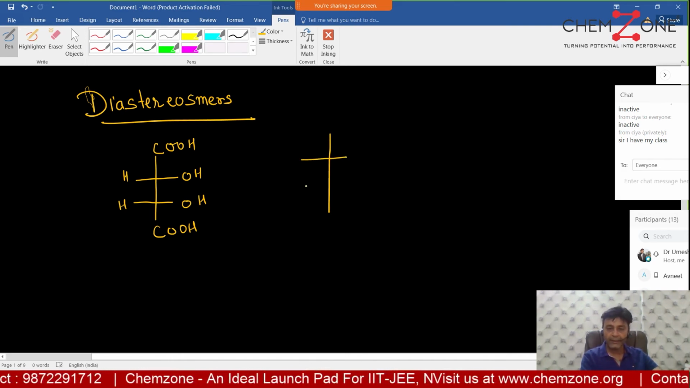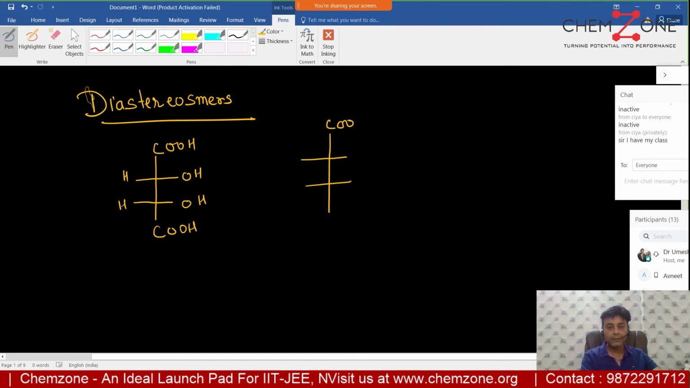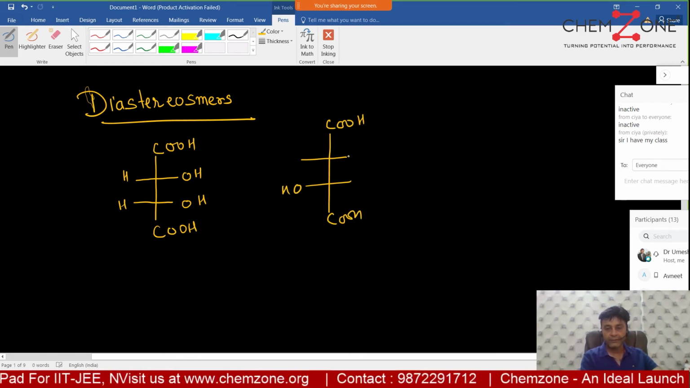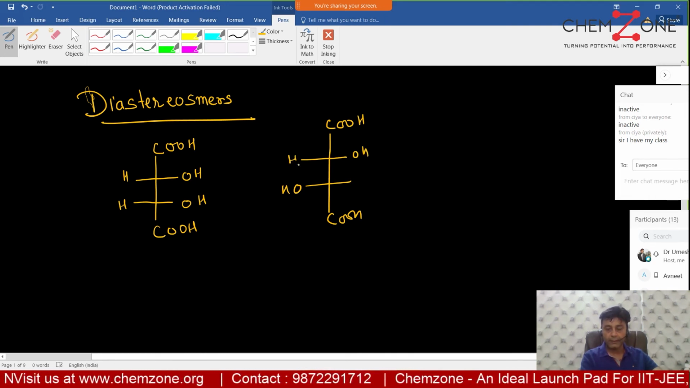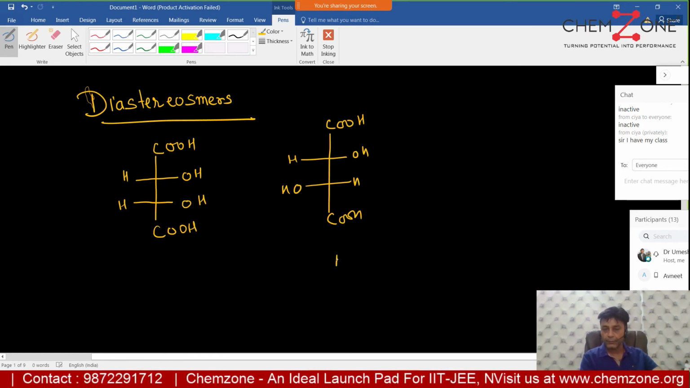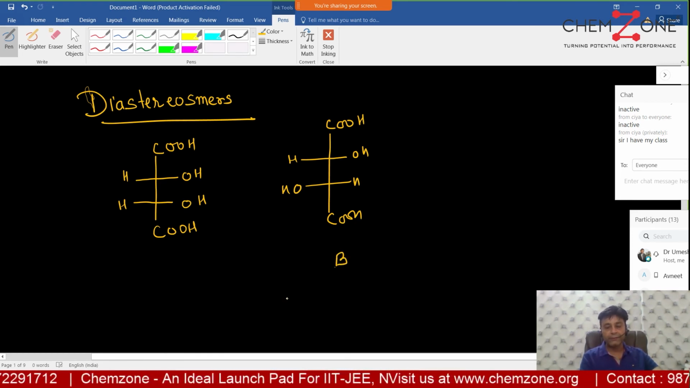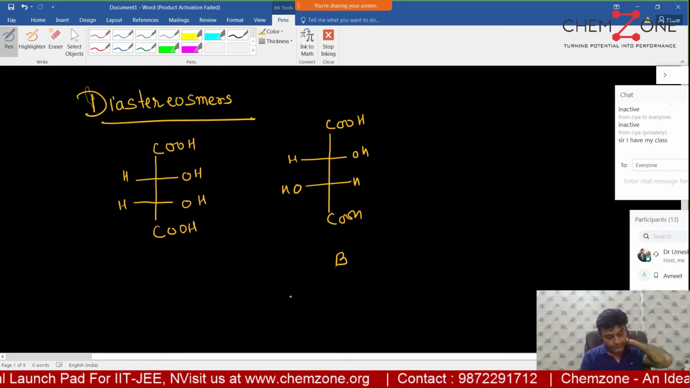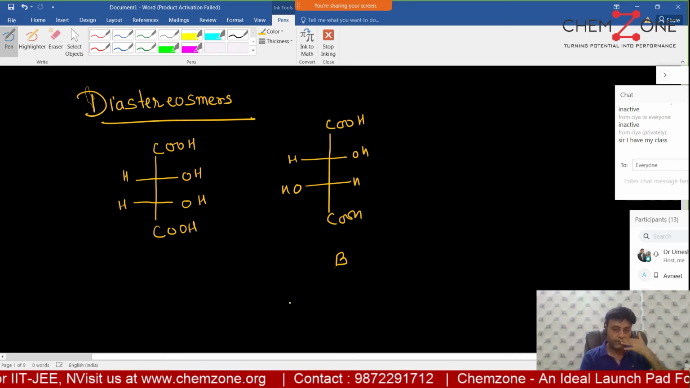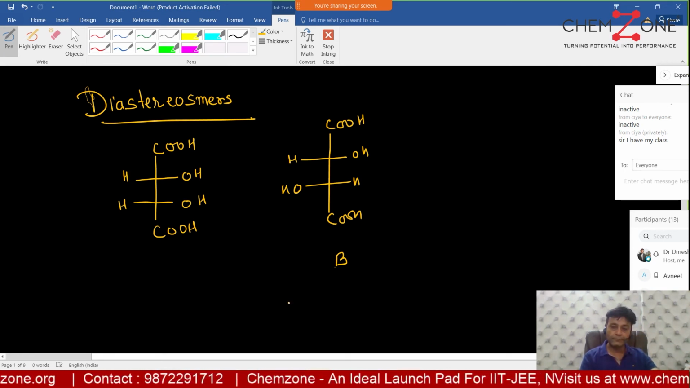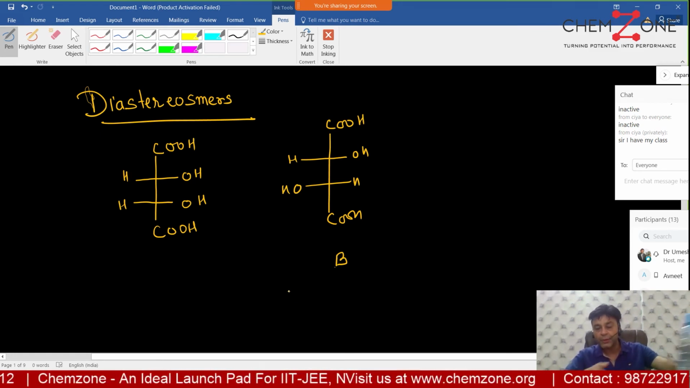And now I am making one more structure here. This is a mesotartaric acid. And now this and this. Let's talk about this compound now. This B compound. Will it have optical isomer? Yes or no? Will it be optically active or not?